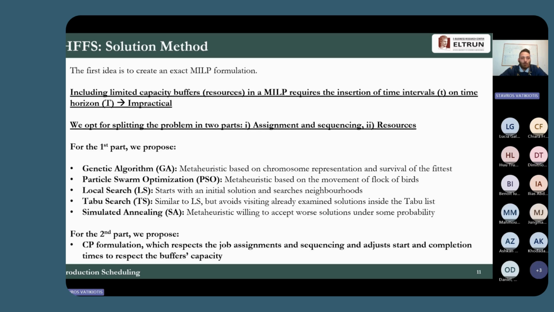So what we did is to split the problem in two parts. So we have the first part, which deals with the assignment of jobs and the sequence of jobs on machines. And we have a second part, which deals with the resources, being the limited capacity buffers. And for the first part, we have proposed 5 different meta-heuristics. Very briefly, we have a genetic algorithm, or GA, which is a meta-heuristic algorithm based on representing solutions in the form of chromosomes, and at each iteration, the best ones survive.